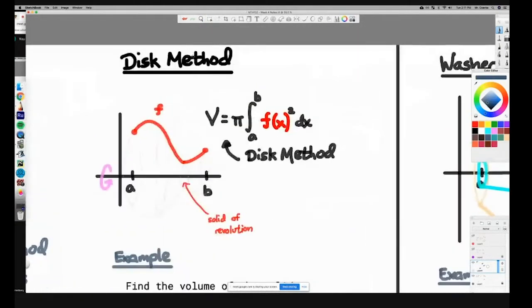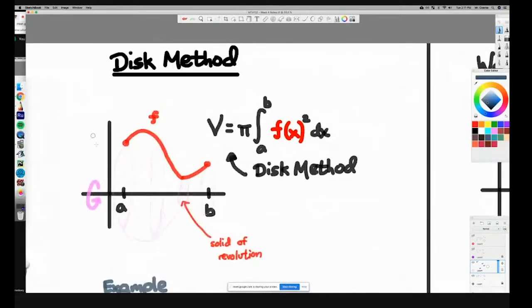Disk method is a method for finding volume, in which, like I said before, you're adding up all those little CDs, the areas of the CDs, throughout an entire integral. So imagine this function right here, this red f of x, being rotated around the x-axis here, and it forms a shape that looks like this. The shape that's formed, that solid, is called the solid of revolution, and you can use this equation right here to figure out the volume.